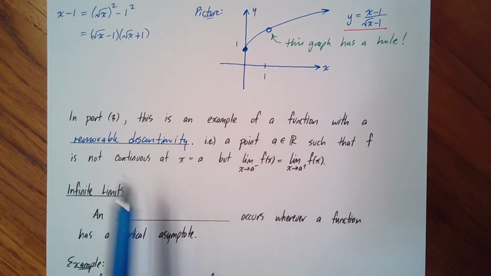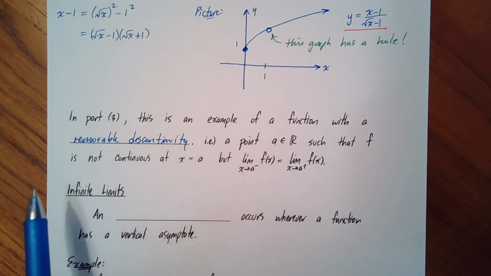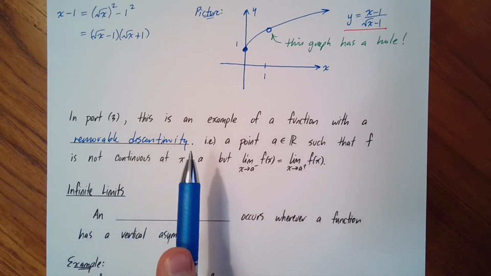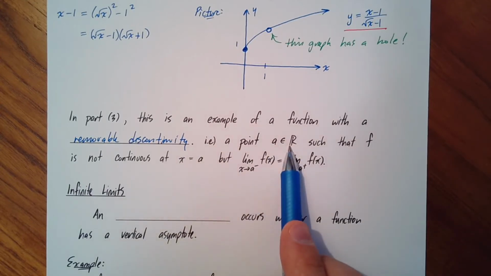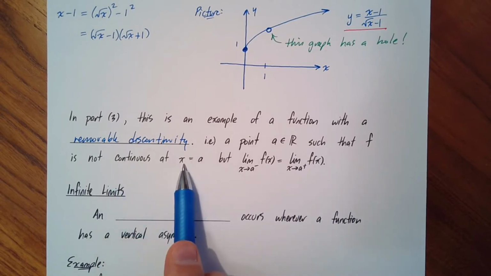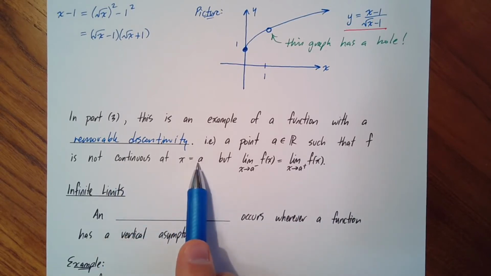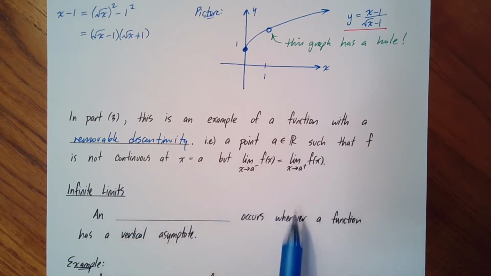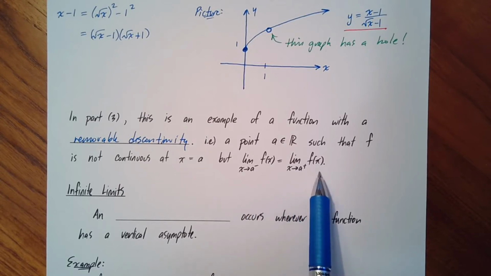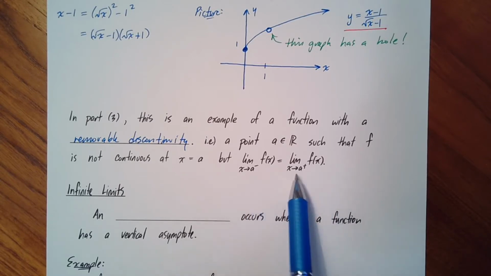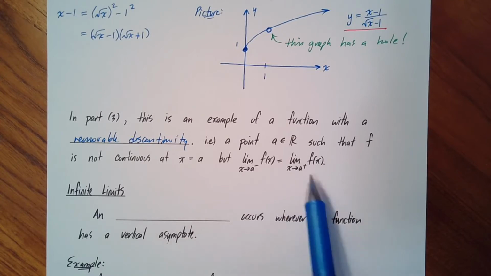Okay, and in general, how do you detect a removable discontinuity, without having to refer to the picture? Well, here's the definition. If you have a real number a, such that, first of all, the function f is not continuous at the point x equals a, but you do have the property that the limit as x approaches a of f of x exists. In other words, the limit from the left is equal to the limit from the right. You do still have that these two quantities both exist and are equal, but it turns out that the function's not continuous at x equals a.